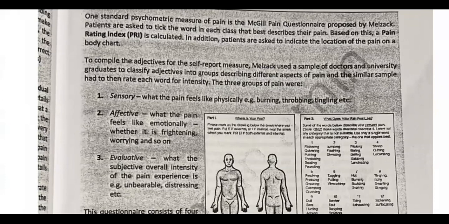That he had long-term discussions, and that then led to these three groups of pain. So the first one was sensory: how is it feeling physically? The second one was affective: how is it feeling emotionally? And evaluative: how is the overall intensity of pain?